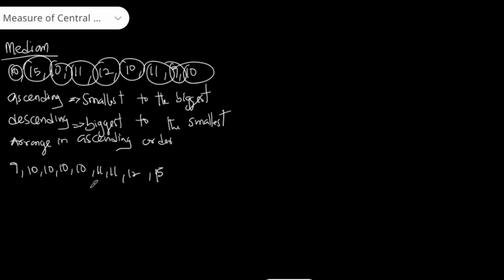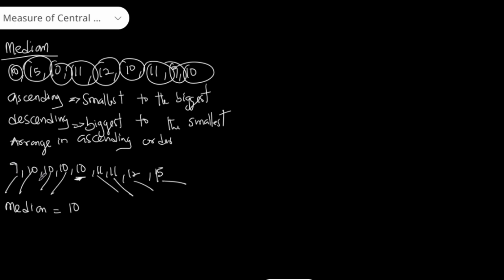Now that it has been arranged in ascending order, we can find the middle number. Very simple. Take the first, take the last, take the next, take the next, and so on. You realize that the middle number is 10. That means our median is equal to 10. This is easy to get because the total number of numbers in this data is an odd number.